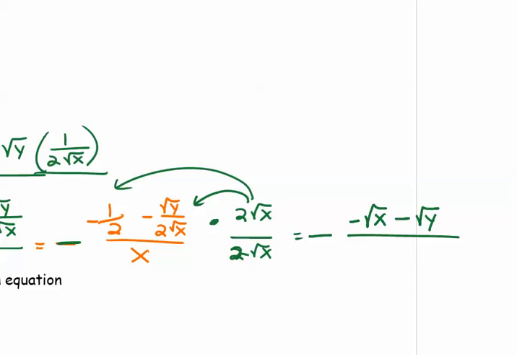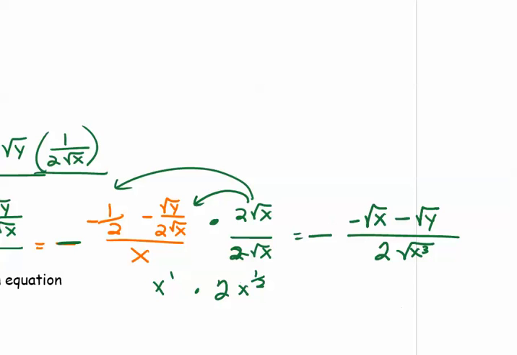And our denominator's a little messier. This is x to the first power multiplied by 2x to the 1/2 power. So let's add those exponents together. So we now have x to the 3/2, or in other words, the square root of x cubed. We'll deal with that later.